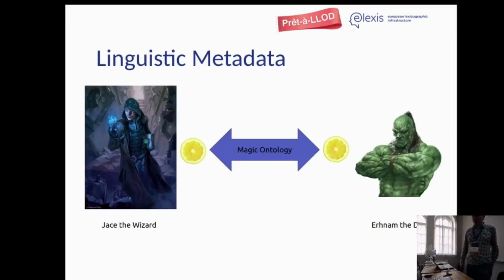So the final module that was part of the core was about linguistic metadata. As it was originally proposed, there's a wizard and a djinn, and they're trying to talk to each other, and they both have their lemon models, but they have a different ontology. So if they could just understand the differences between their two lemon models, they could somehow combine them and have a conversation about magic.